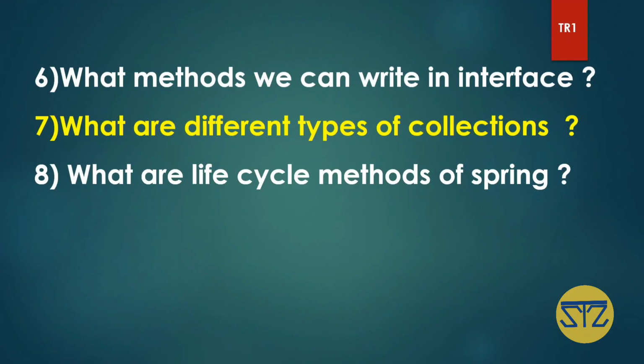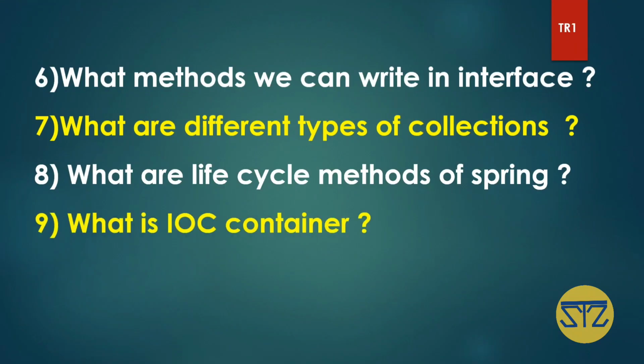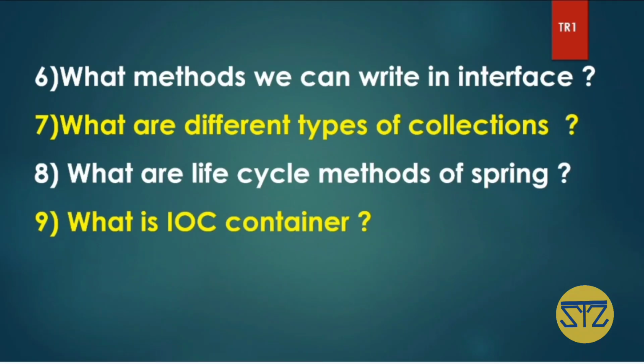The next question is, what is IOC container? Spring provides two types of containers. The first one is the bean factory container, and the second one is the application context container. The Spring IOC container is the core of the Spring framework. It creates the objects, configures and assembles their dependencies and manages their entire life cycle. The container uses dependency injection to manage the components that make up the application.